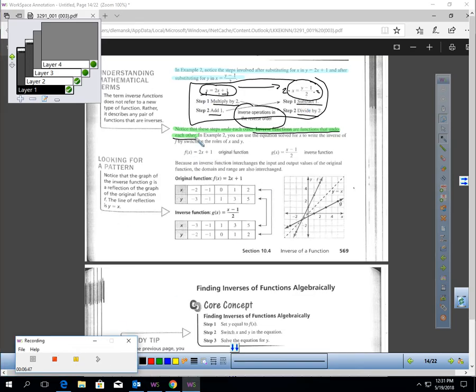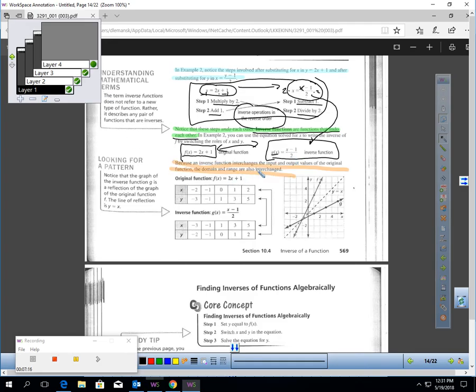So you can see the original function, we could write f of x equals 2x plus 1. And the inverse function, this one, we could write it as g of x equals, I'll put x back here, x minus 1 over 2. That would be the inverse function. So these 2 functions basically undo each other. They're called inverse functions.